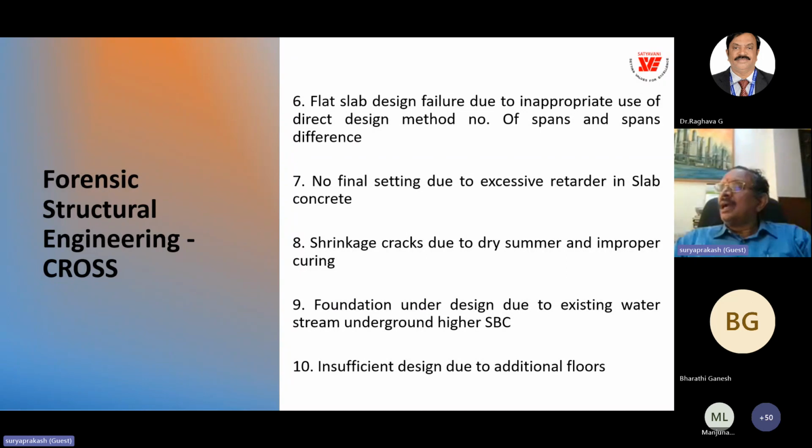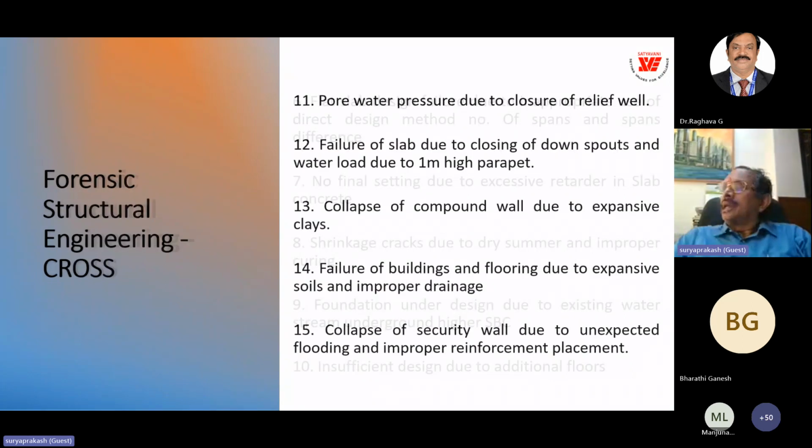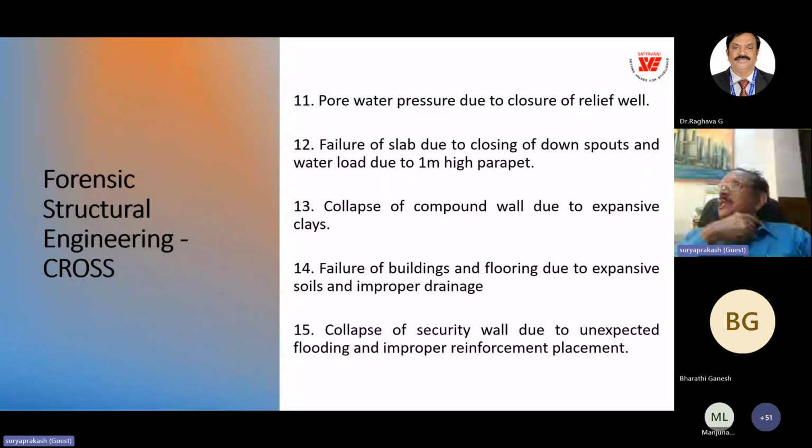And then foundation under-design due to an existing water stream underground. This is one case where we did the rehabilitation of the foundation using micropiles, and insufficient design due to additional floors. We have seen a failure in Chennai also, an 11-story building which was originally designed for 4 stories. So like this, we will have case studies of all this: pore water pressure due to closure of a relief well, failure of slab due to closing down of spouts, and water load.